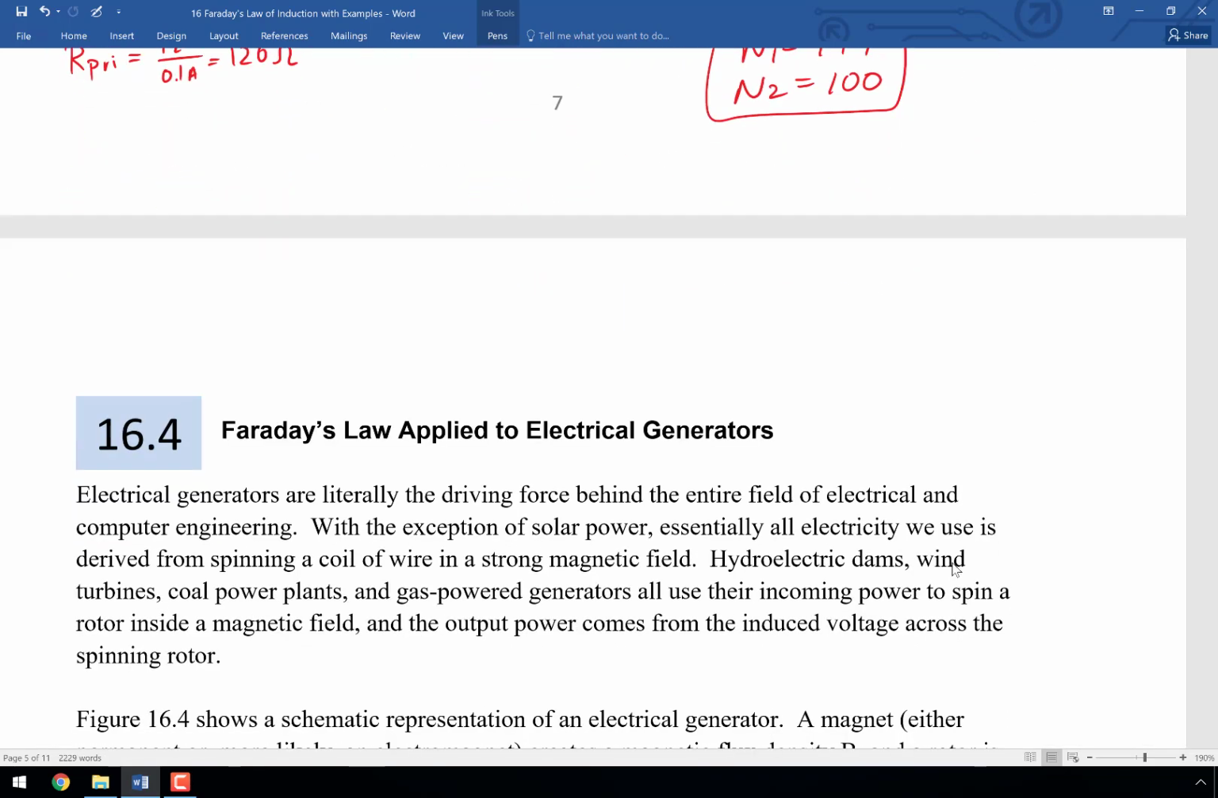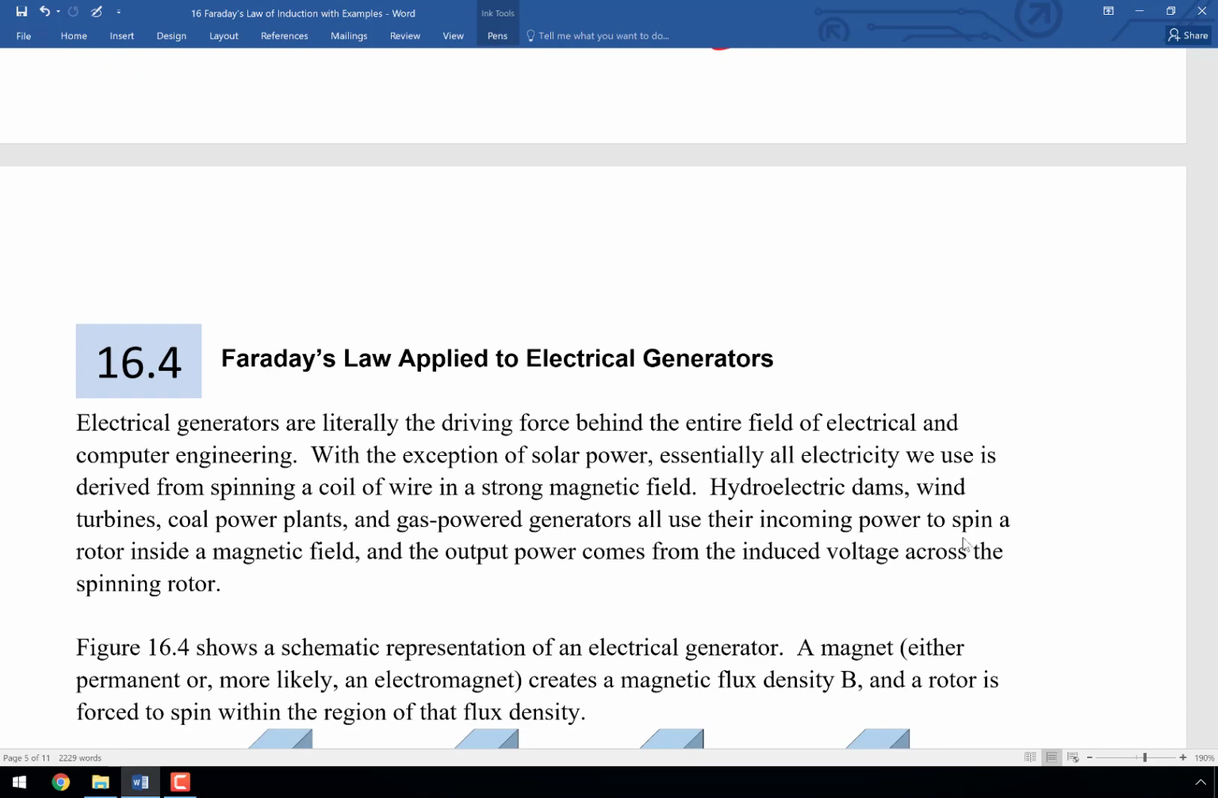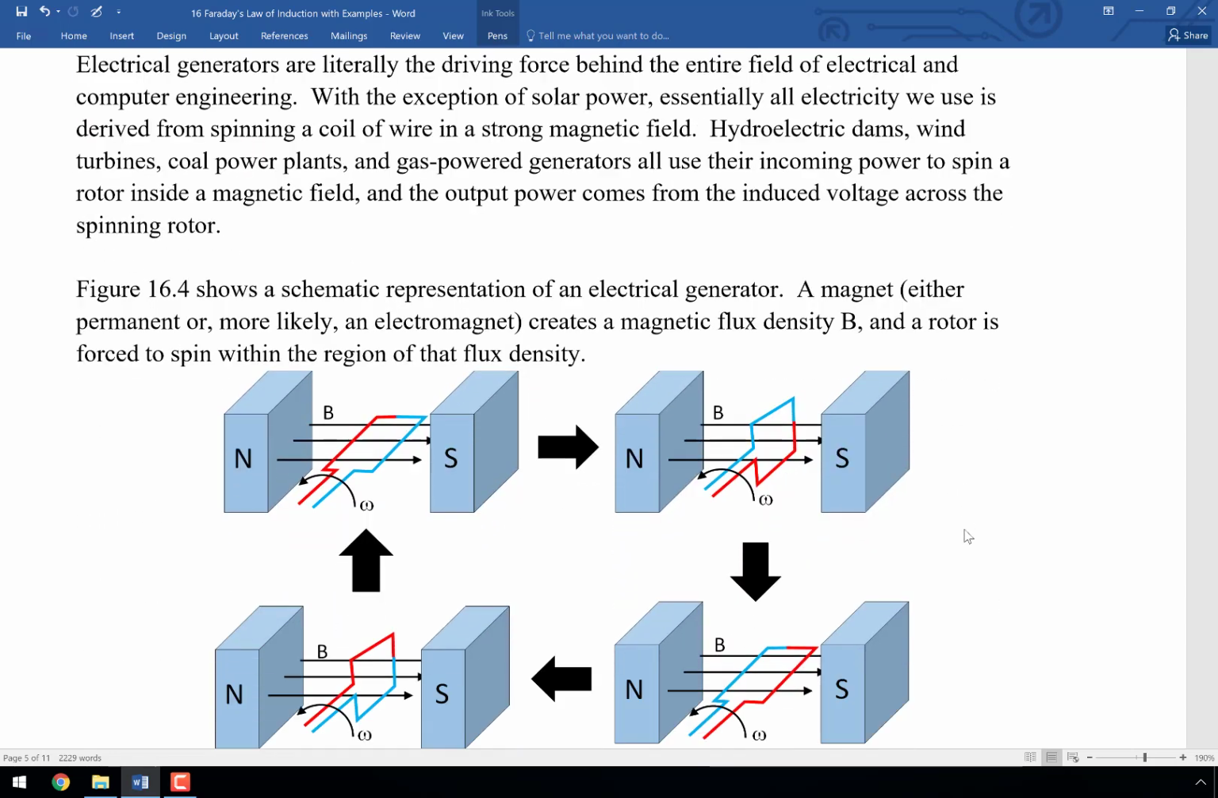Okay, and then the last and most important example is applying Faraday's law to electrical generators, because without this, we wouldn't have electricity. I mean, with the exception of, I guess, solar power, everything that we use is basically spinning a coil of wire in a strong magnetic field. You think about hydroelectric dams. All they're doing is using the potential energy in that water to spin a turbine, and then that turbine is causing a wire to spin in a strong magnetic field.